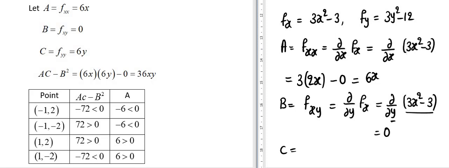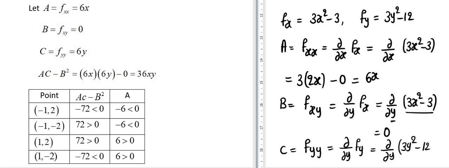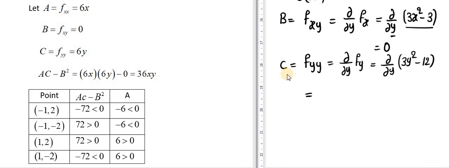Next to find out C, that is fyy. Fyy means dou by dou y of fy. So substitute fy value, that is 3y square minus 12. 3 is a constant. Y square differentiation is 2y. Minus 12 is constant. Constant differentiation is 0. That's why we are going to get C value as 6y.